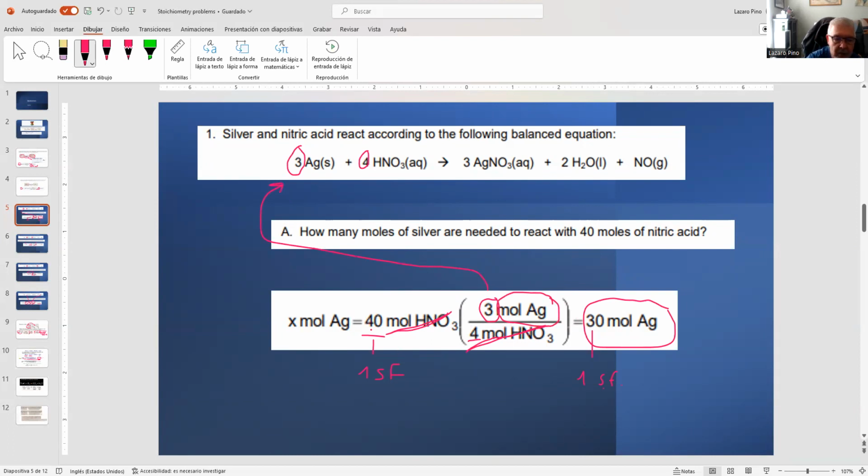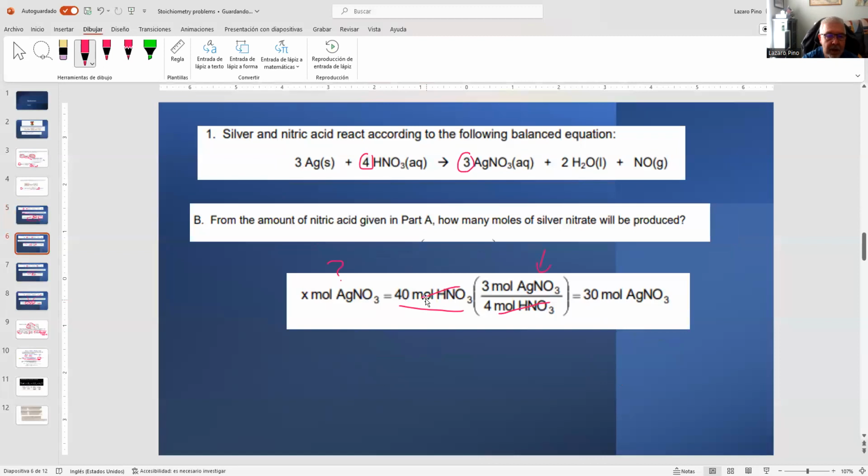Then you multiply and divide, and you get 30. You report 30. This number has only one significant figure, and the given one has only one significant figure. Then it is okay.